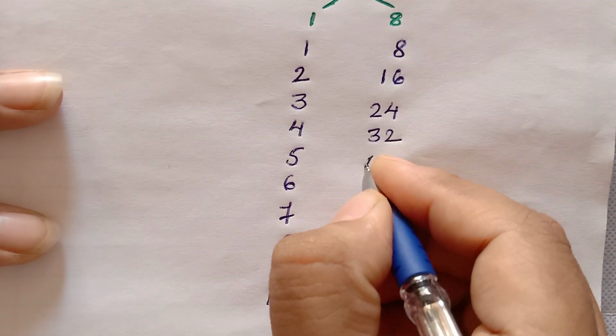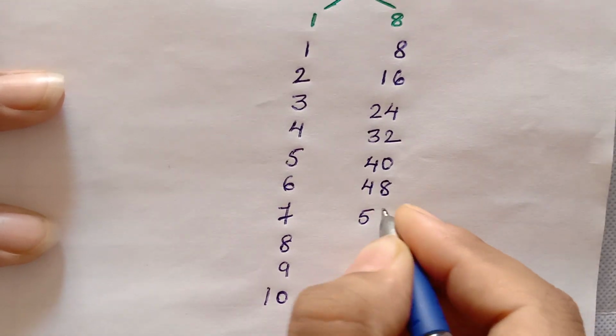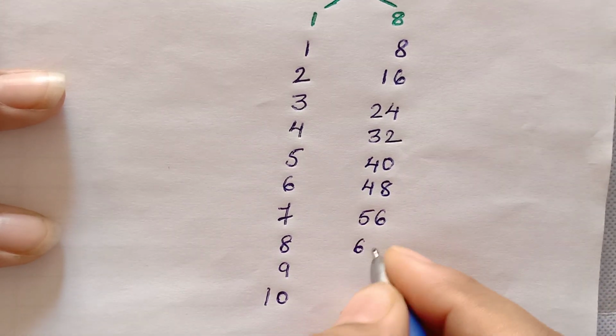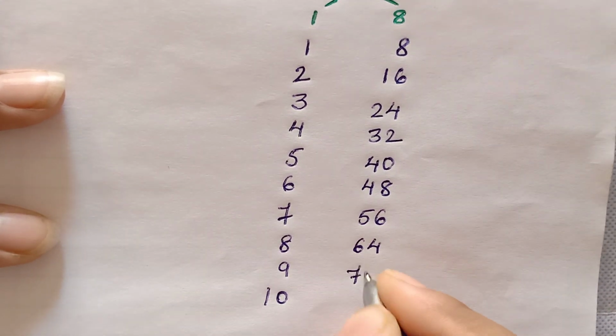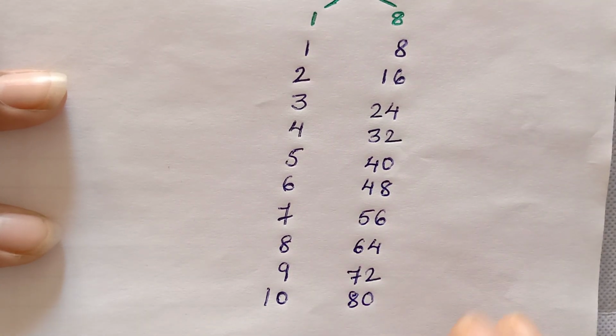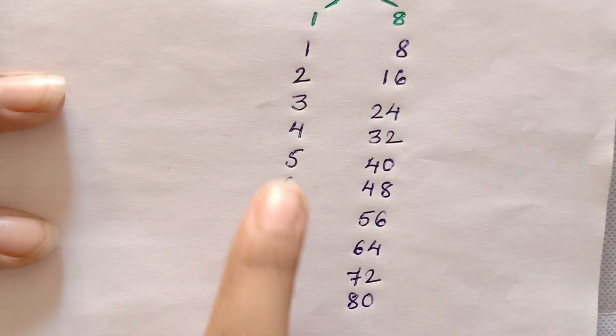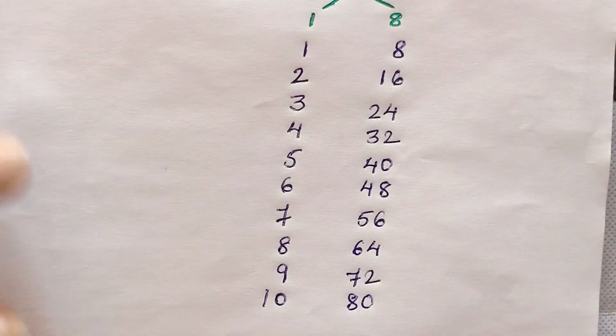24, 32, 40, 48, 56, 64, 72, and 80. I made sure I'm writing the tables right in front of the values. Okay? Now what is the hint?